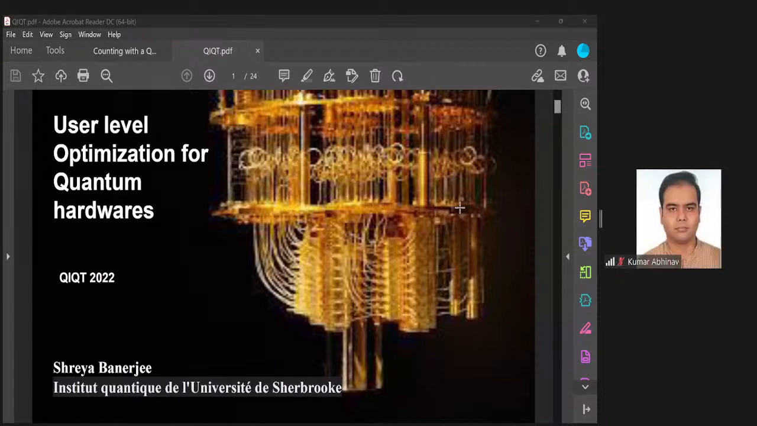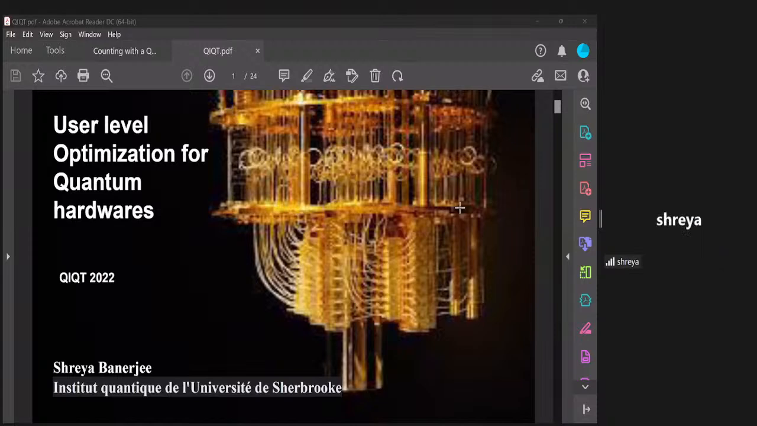So I am Shreya. I used to be from IISER Kolkata. Now I'm at the University of Sherbrooke. And today I will talk about user level optimization on intermediate scale noisy quantum devices.